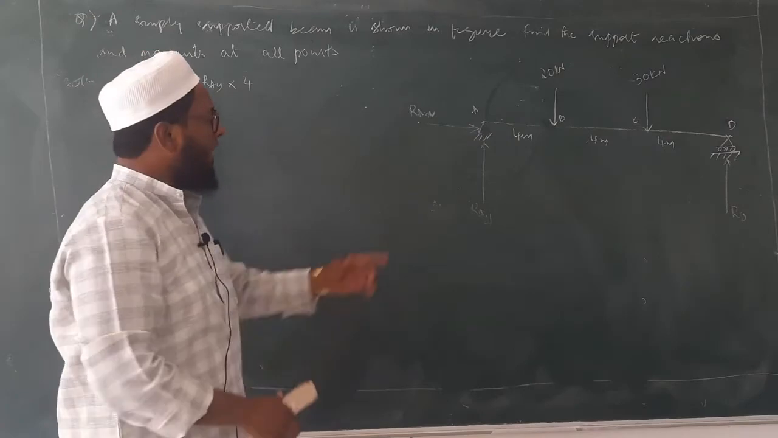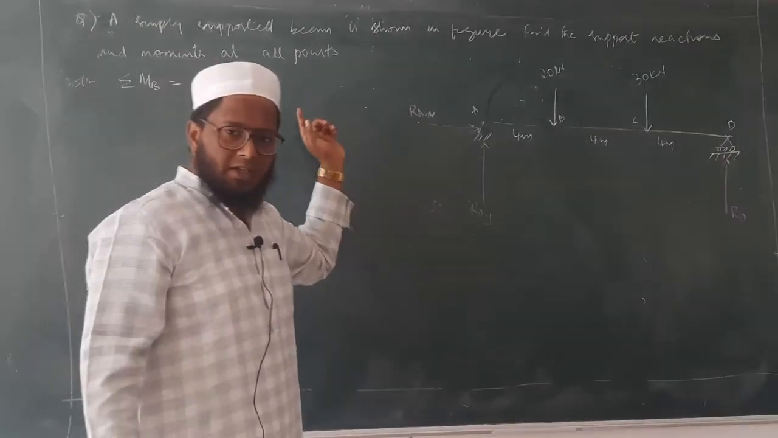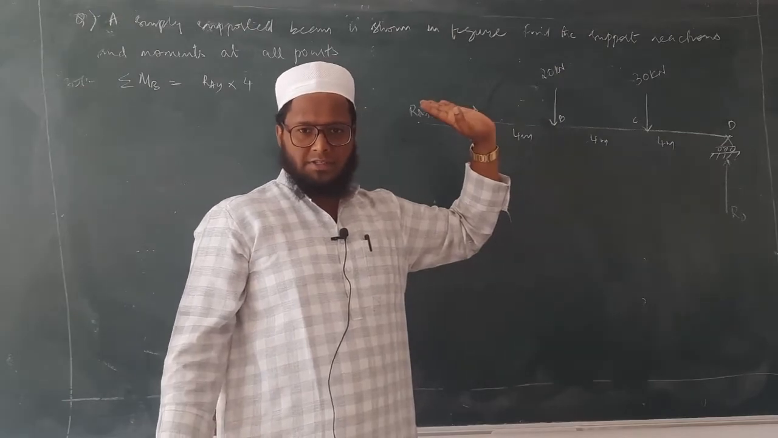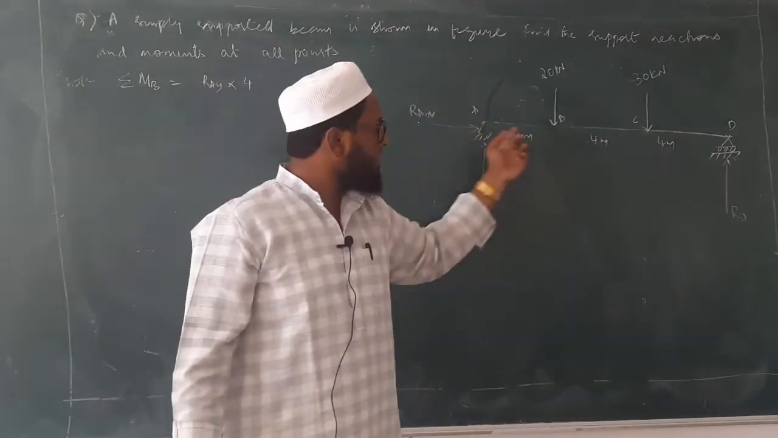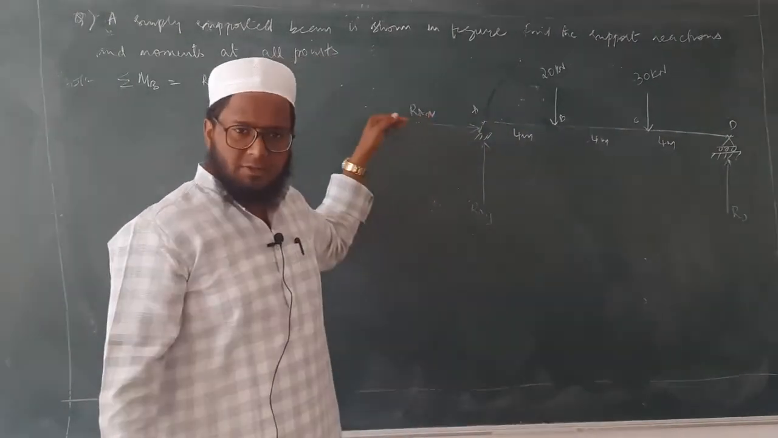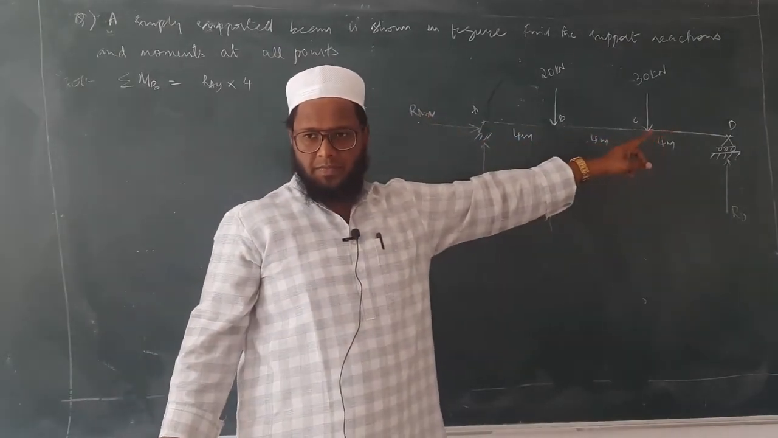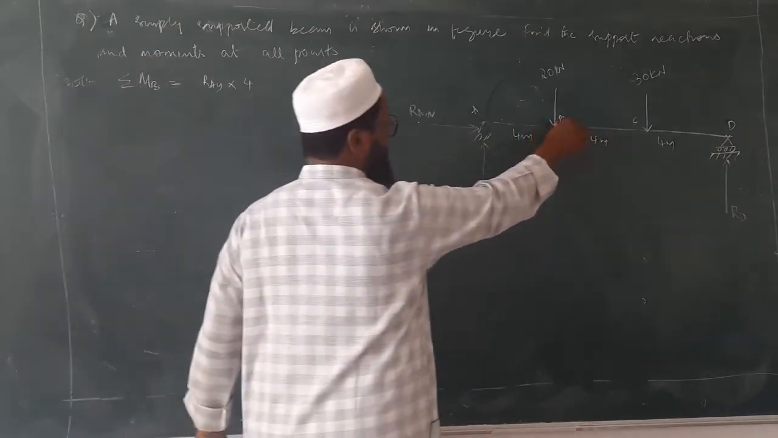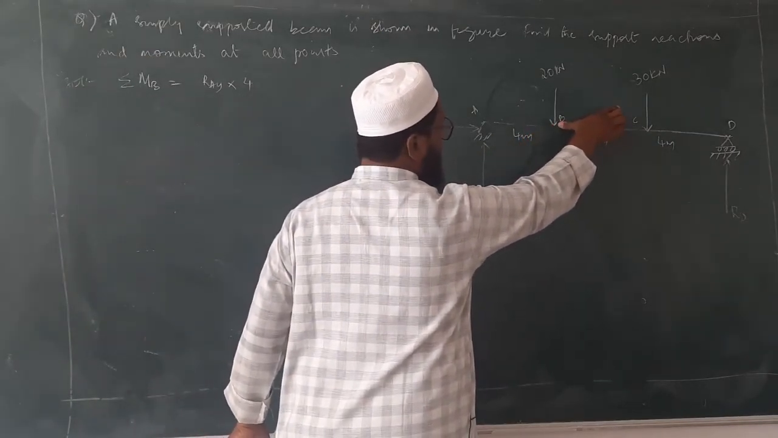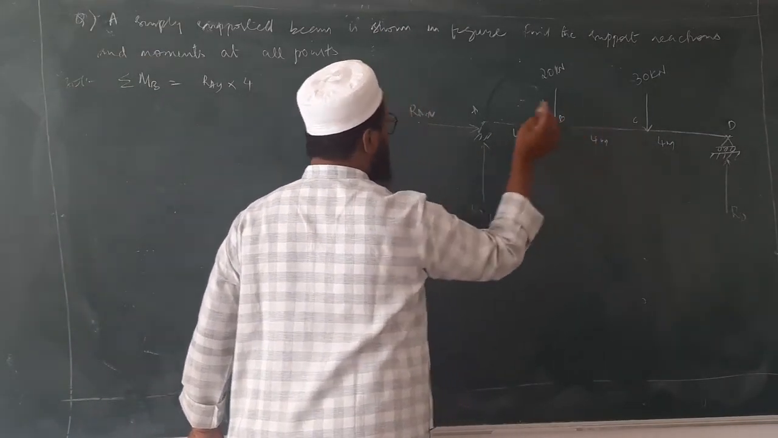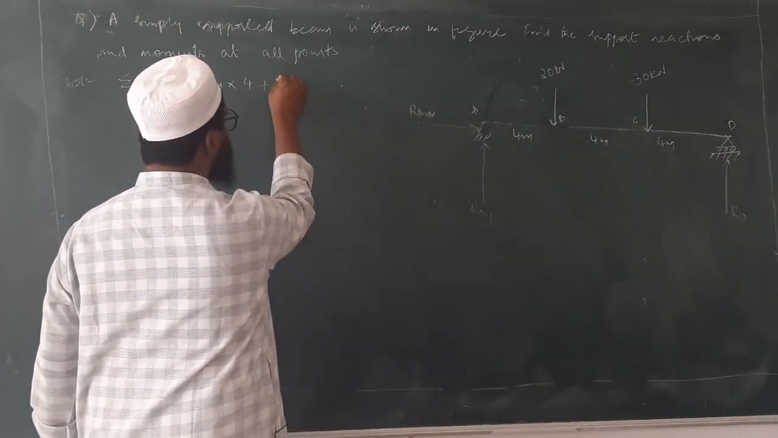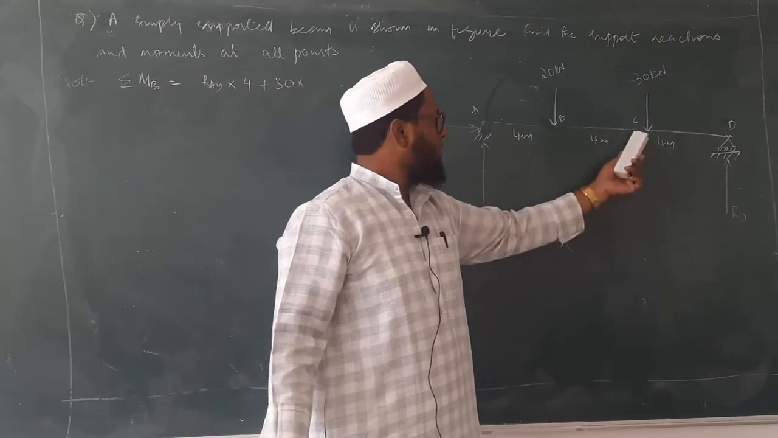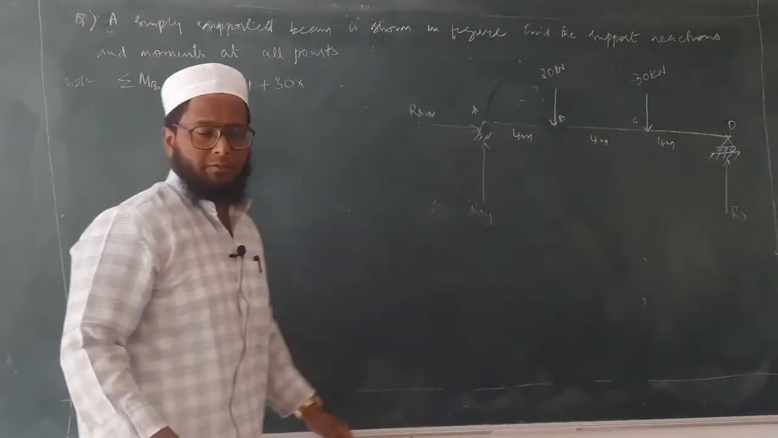Okay. What about RAX? RAX is passing through point B, so no perpendicular distance. There is no perpendicular distance. Similarly, what is the next force? 30 kilonewton. See 30 kilonewton is going in which direction? Clockwise direction. So plus 30 into force into perpendicular distance, that is 4.